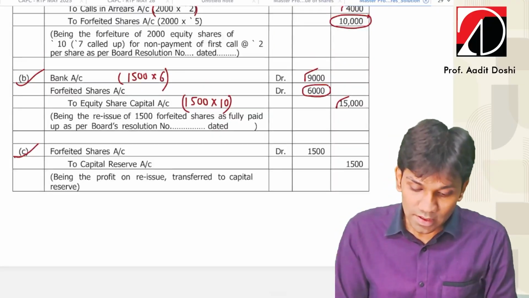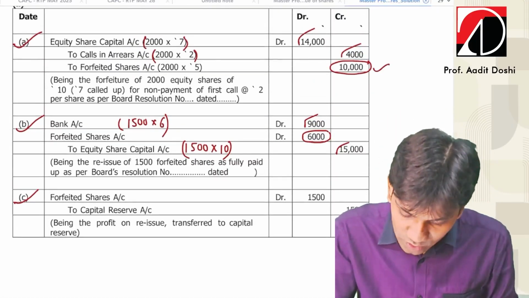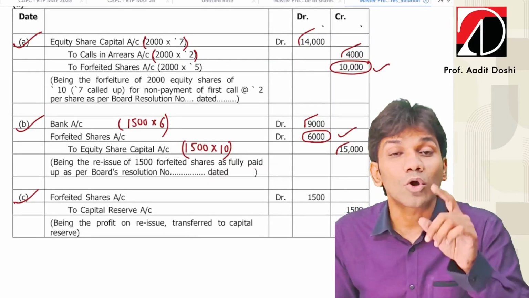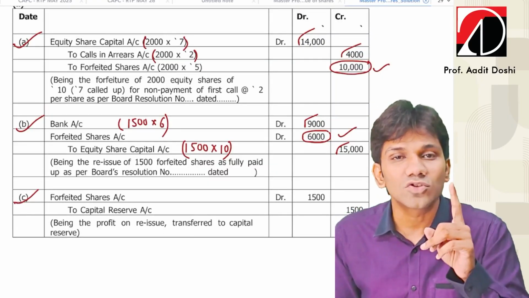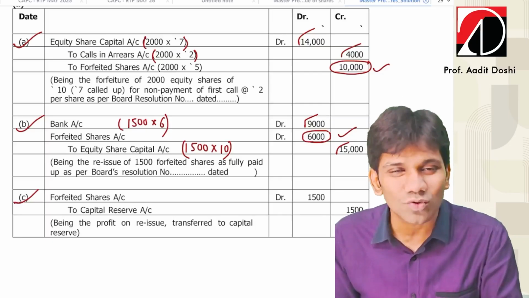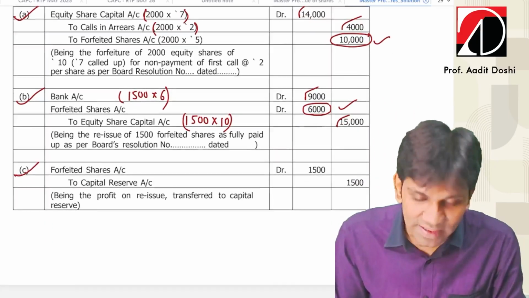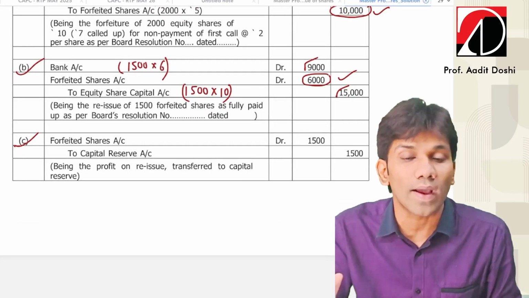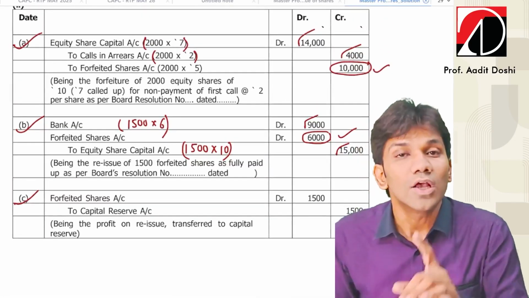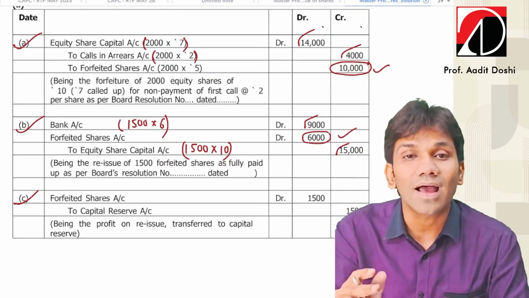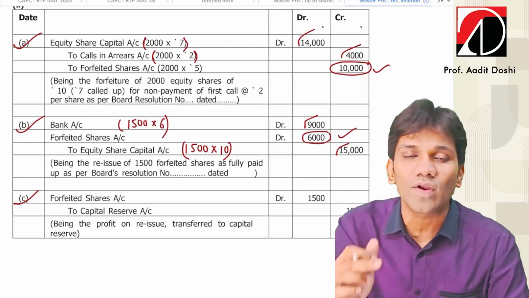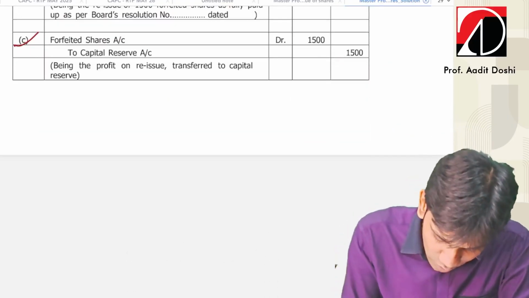But my point is, this time I will not say 10,000 profit and 6,000 loss, straight 4,000 net profit. Why? Because the number of shares forfeited is not equal to the number of shares reissued. It means as many shares as were forfeited were not reissued. So whenever the number of shares forfeited is not equal to the number of shares reissued, we have to prepare one working note. And that working note I am preparing here.